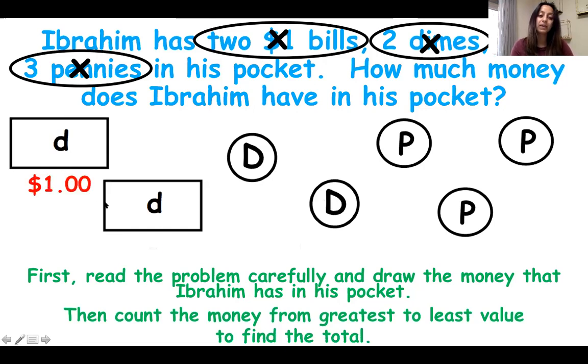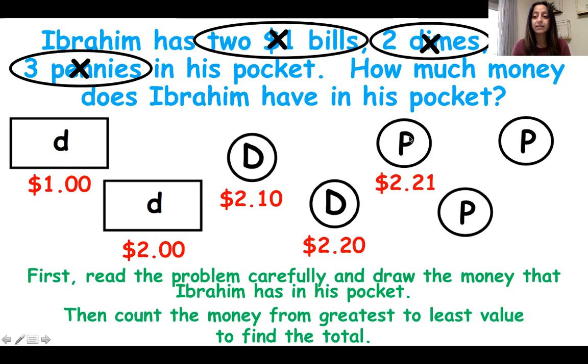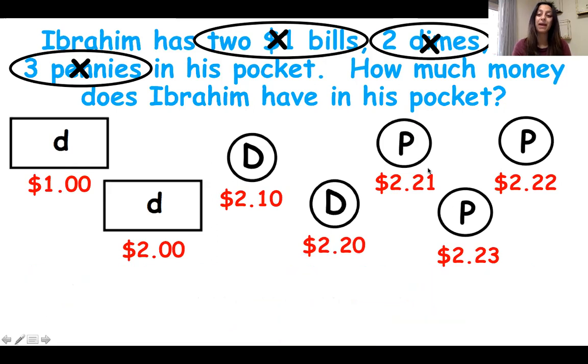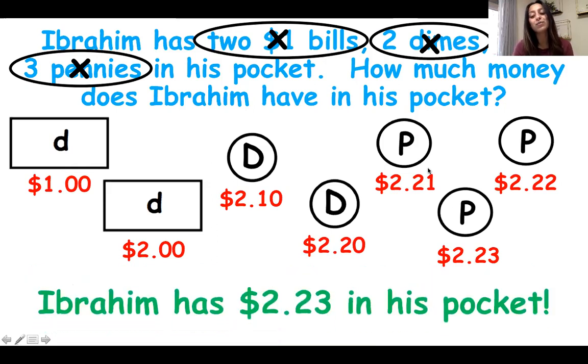$1, $2, $2.10, $2.20, $2.21, $2.22, $2.23. So Ibrahim has $2.23 in his pocket. Nice job.